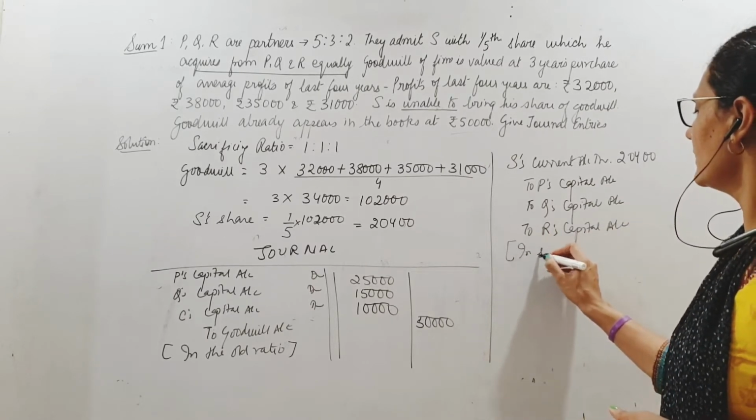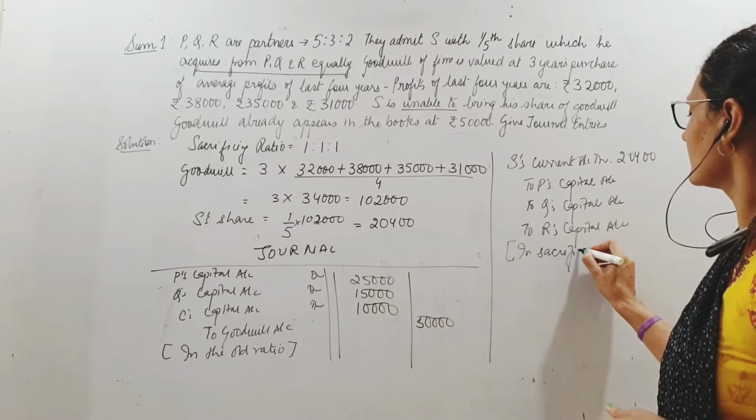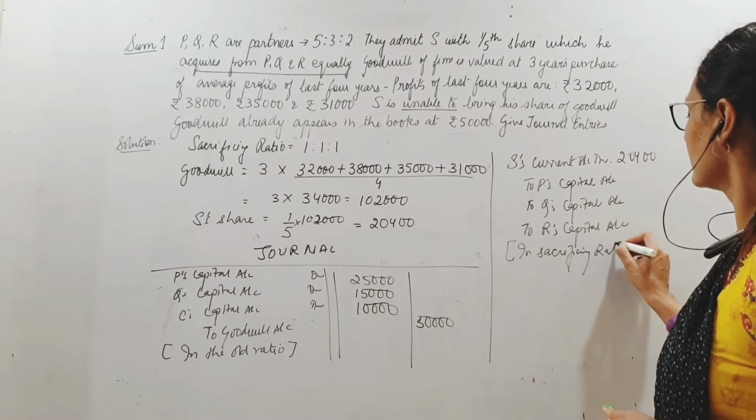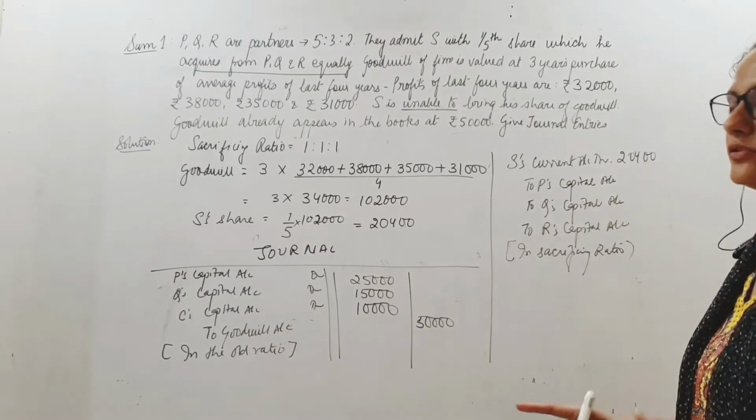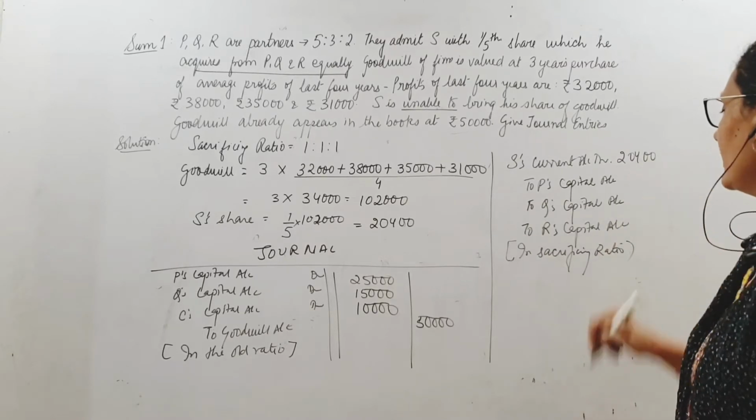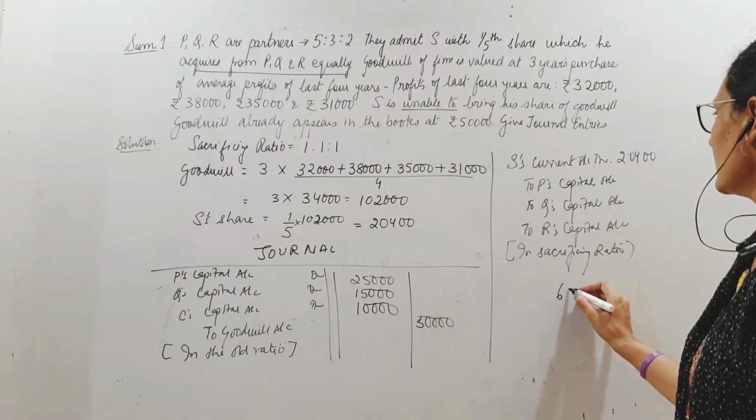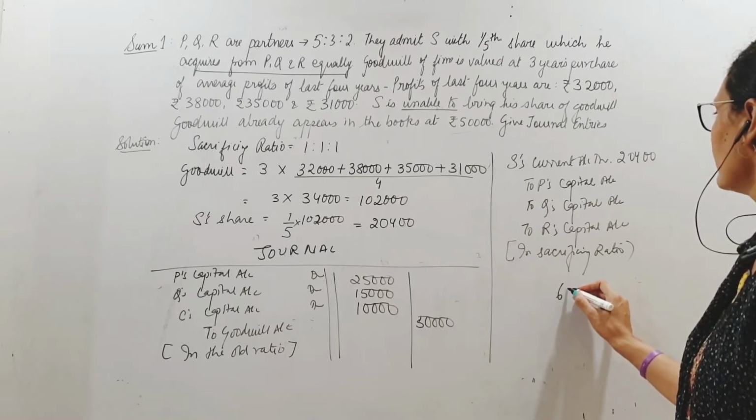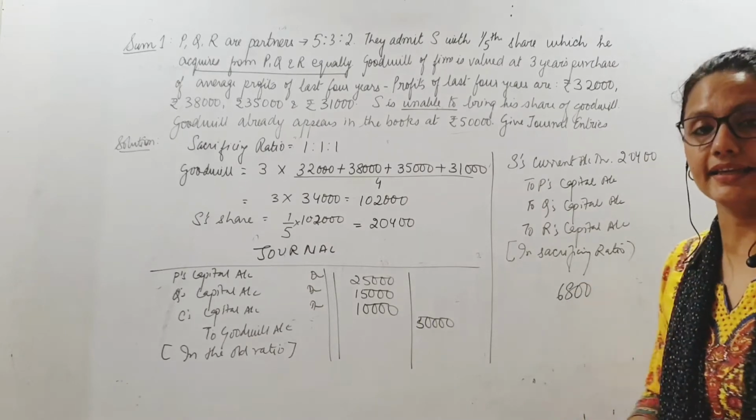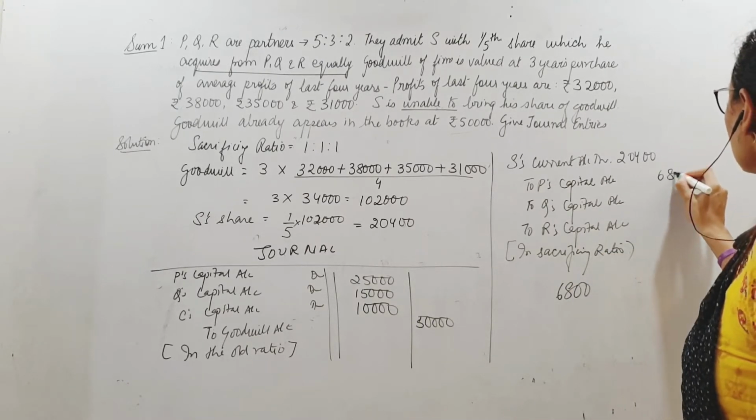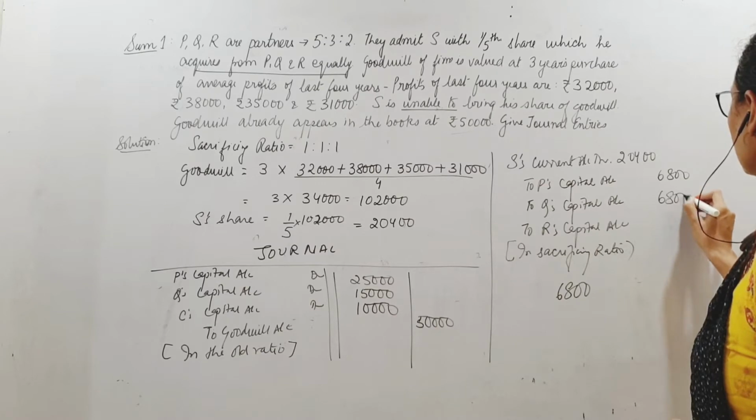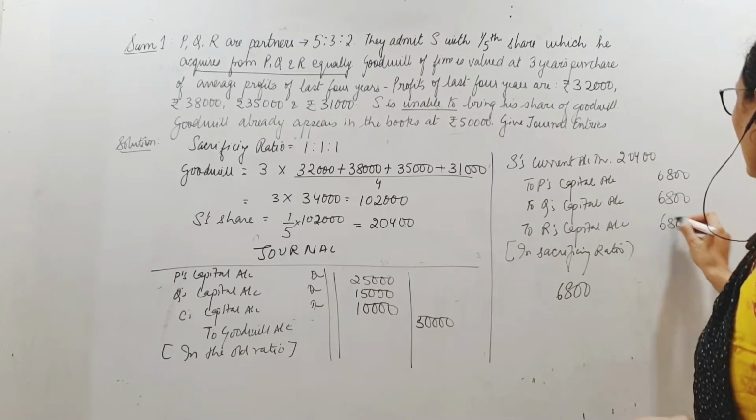Okay, in the sacrificing ratio, which is 1:1:1, this divided by 3. How much is it coming to? 60 divided by 3 is 6,800 each. Therefore, 6,800 to P, Q and R.